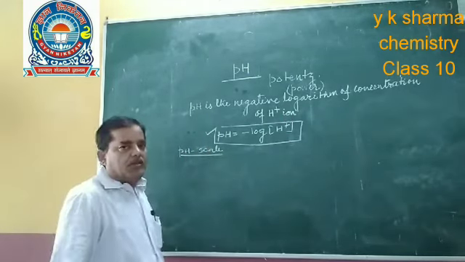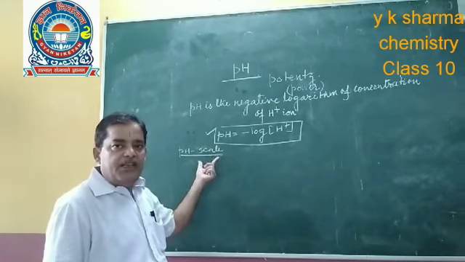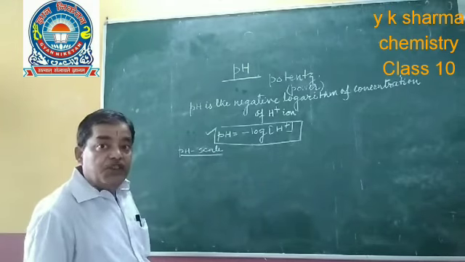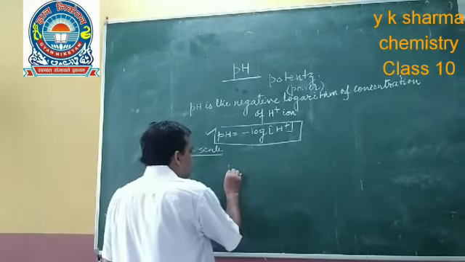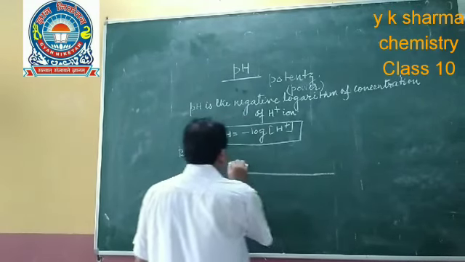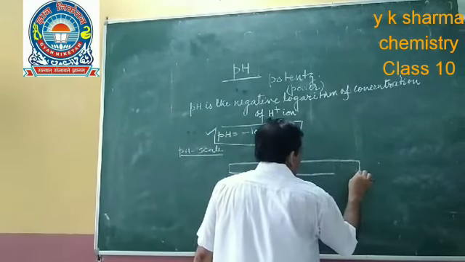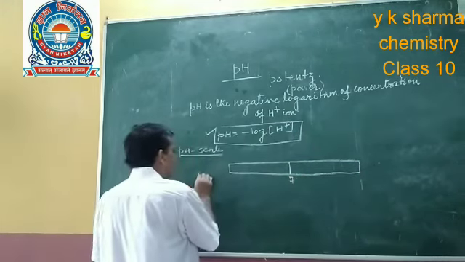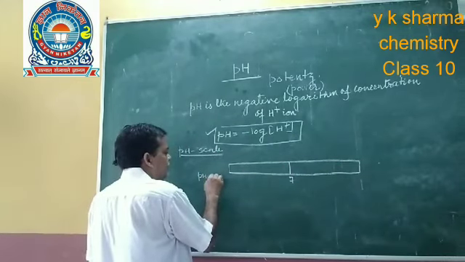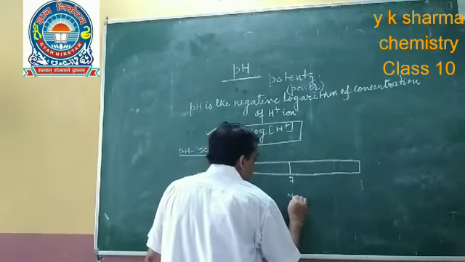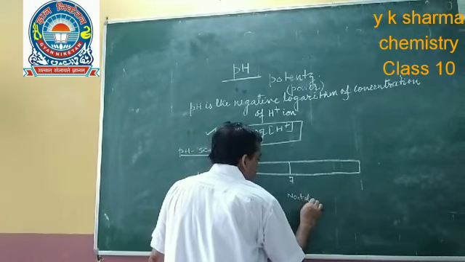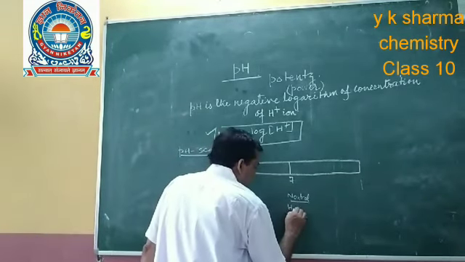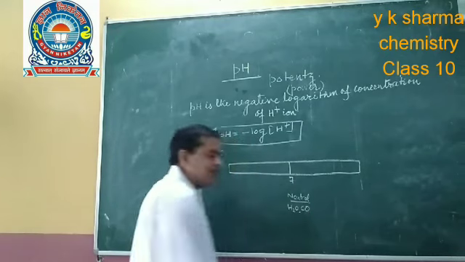The pH scale was first derived by Sorensen, so it is also called the Sorensen scale. On this scale, you can know the nature of a solution from its pH. If the pH is 7, then the solution will be neutral. So water and similar substances are neutral solutions.